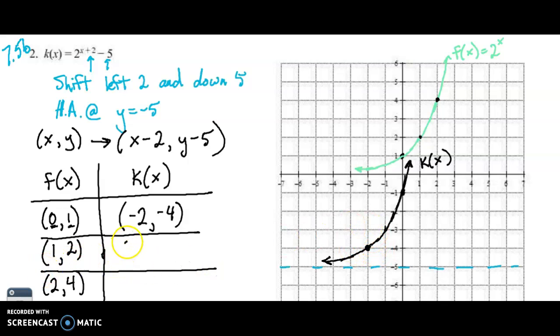Same thing, plugging in 1 for x, 1 minus 2 is -1. Plug in 2 for y, 2 minus 5 is -3. Look at that. -1, -3 was a point on my curve. And then you can do the same thing with this last point to see that 0, -1. And again, I think 3 points is enough because you should know the nature of an exponential function, whether it's growth or decay.